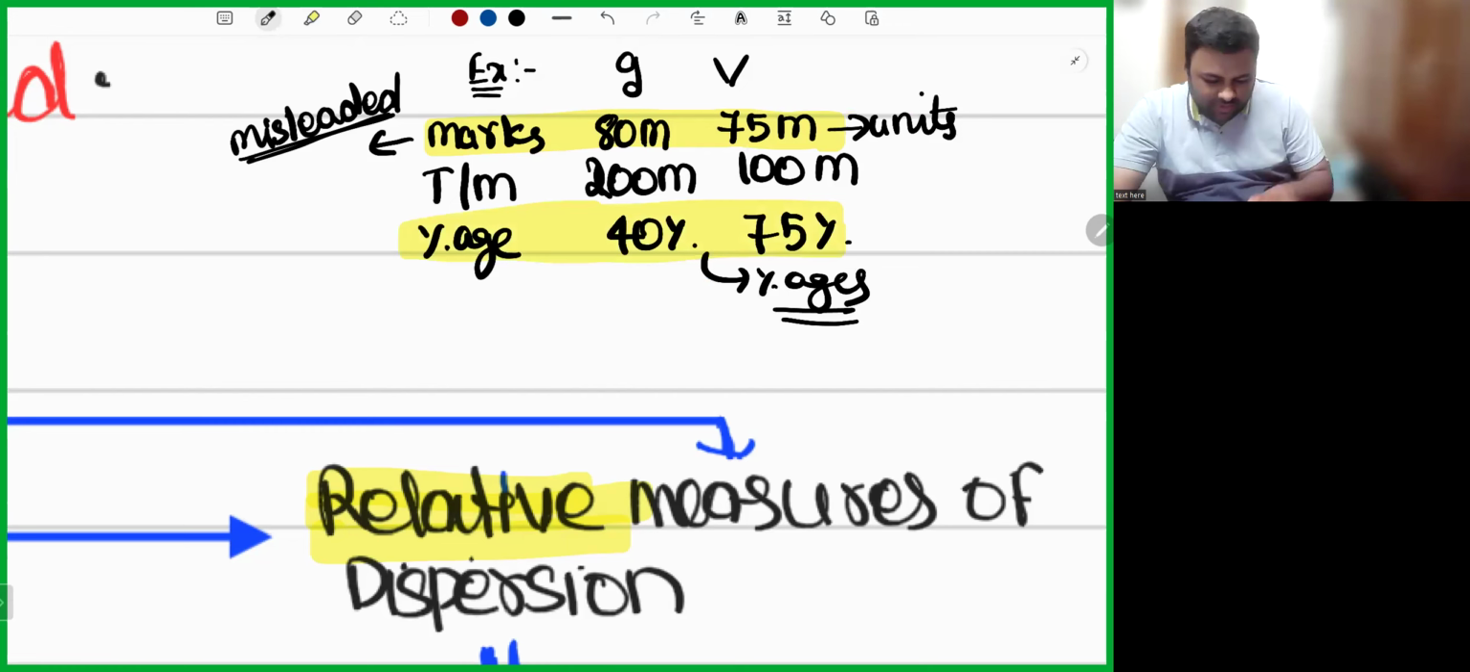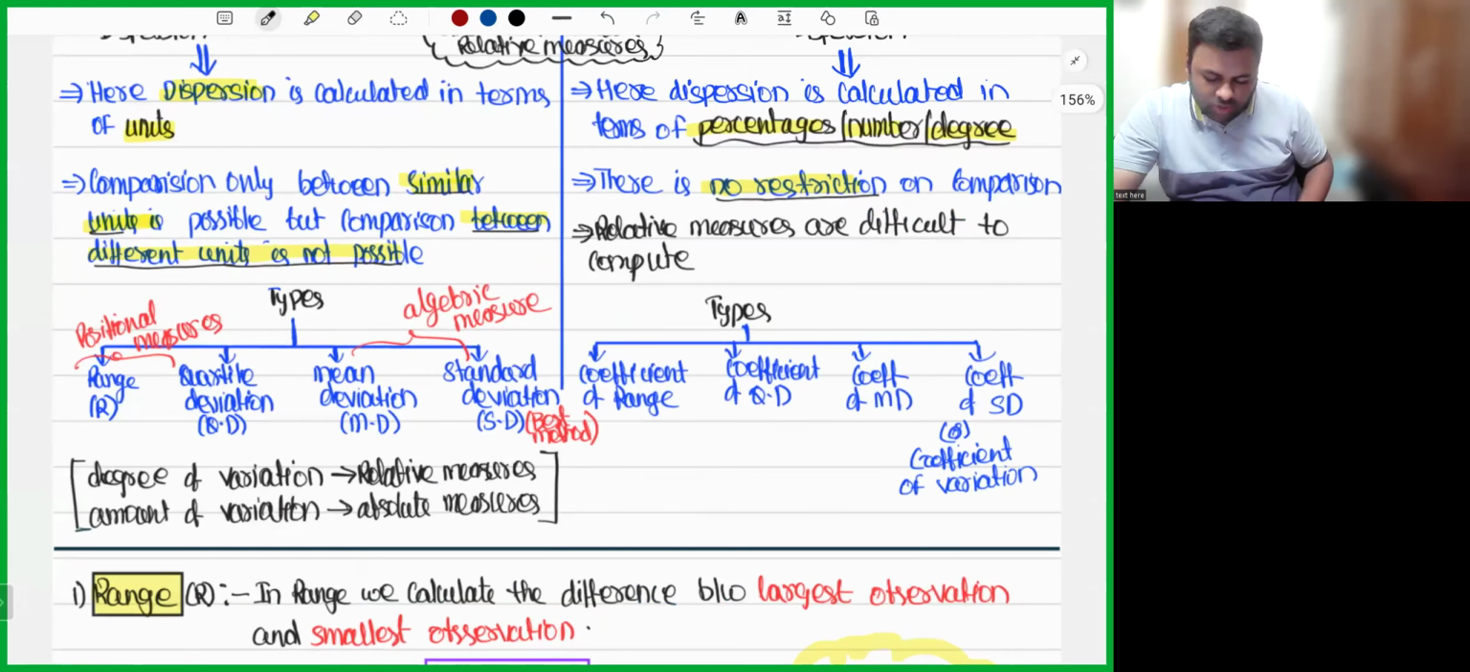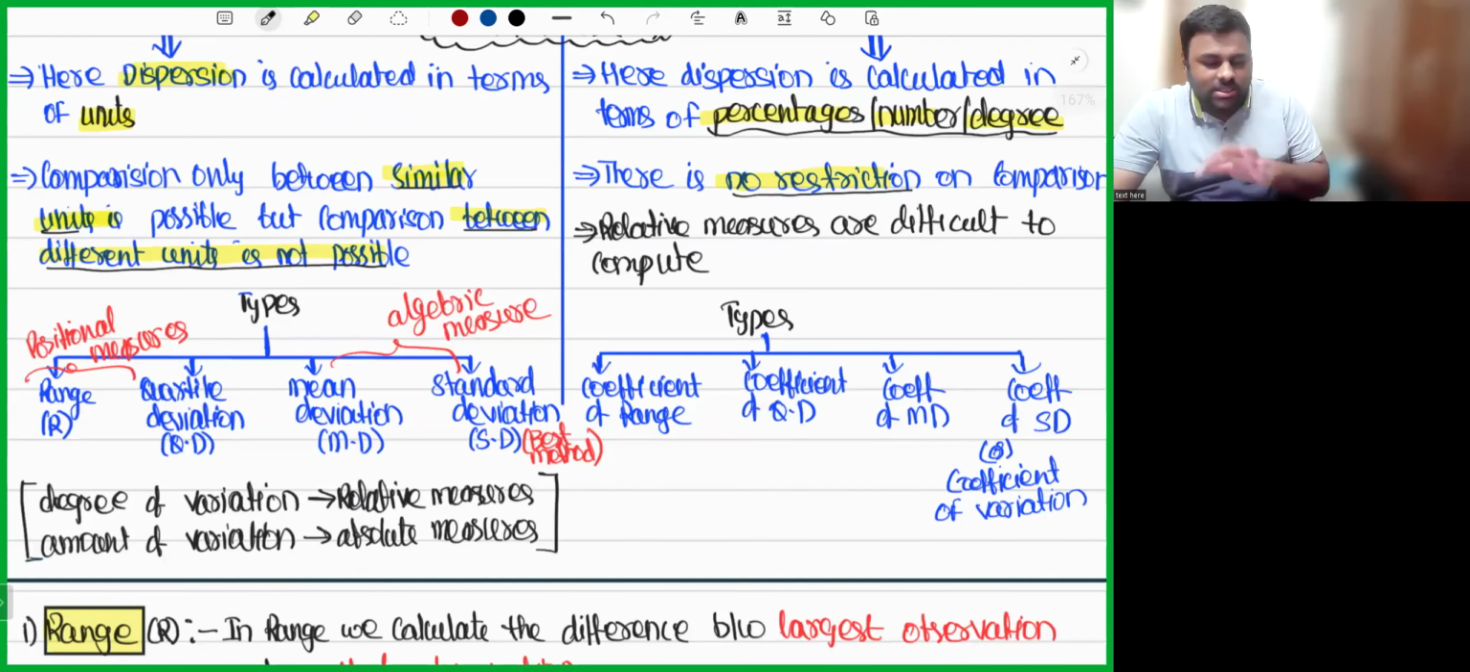So be careful. That's the reason I said comparison between similar units is possible, but comparison between different units is not possible. One is in kg, one is in kilometer. How will you compare? Nonsense. But if both are in percentages, can you compare? Yes.